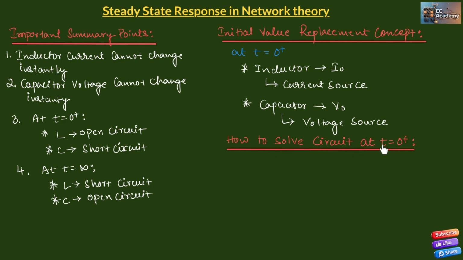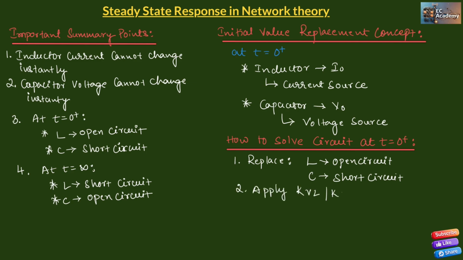Now, how to solve circuit at initial condition t is equal to 0 plus? We'll understand this step-by-step method. First, we need to replace inductor with open circuit and the capacitor with short circuit. Then we need to apply KVL or KCL. Then we need to solve for required current or voltage. So this is very simple. To solve the circuit for initial condition, we need to replace inductor with open circuit, capacitor with short circuit. Then we need to apply KVL or KCL and we need to solve for required current or voltage.